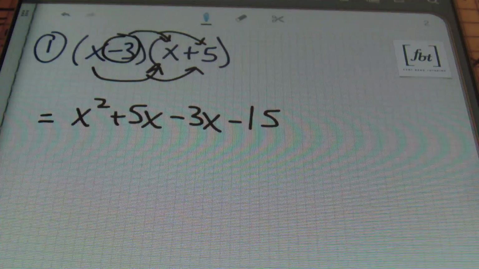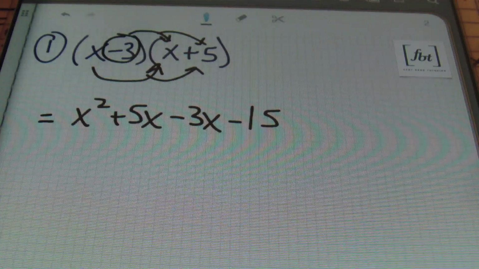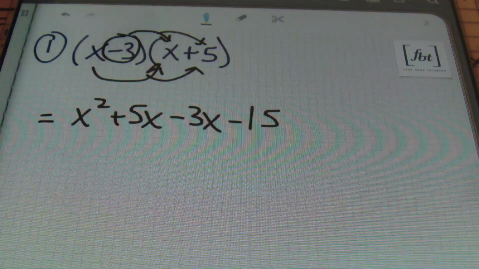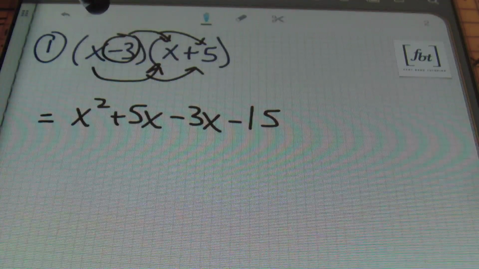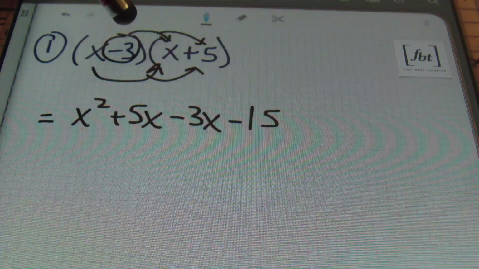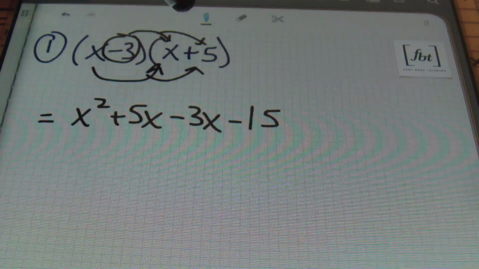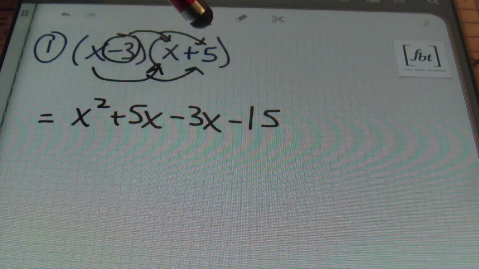Keep in mind that when you're searching for terms, terms are always separated by plus or minus signs, okay? So here in that first set of parentheses, the first term is x, second term is negative 3. In the second set of parentheses, the first term is x, the second term is positive 5.